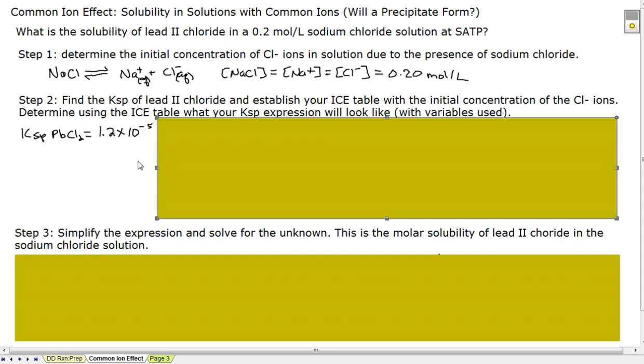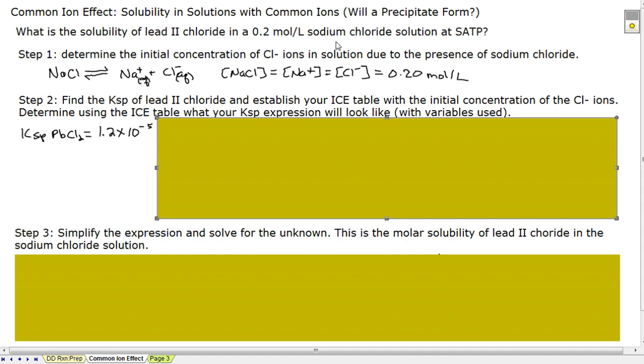Well, from doing a little bit of research, we find our Ksp is 1.2 times 10 to the minus 5 for lead(II) chloride. And this is potentially what could precipitate out. We're adding lead chloride in, but there might be already too much chlorine in the solution, and it could precipitate out the lead(II) chloride.